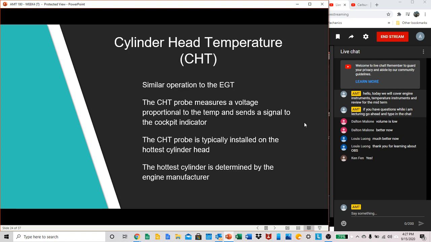So a little bit about CHT. It operates in a similar fashion to EGT, which I think we talked about a tiny bit in one of the previous lectures. We will discuss it more here coming up. The CHT probe measures a voltage proportional to the temperature and sends a signal to the cockpit indicator. The CHT probe is typically installed on the hottest cylinder head, and the hottest cylinder head is determined by the engine manufacturer. I think that was a question in one of your guys' quizzes. Who determines which cylinder is the hottest? That is something that's determined by the engine manufacturer.